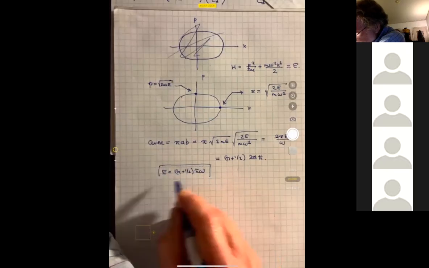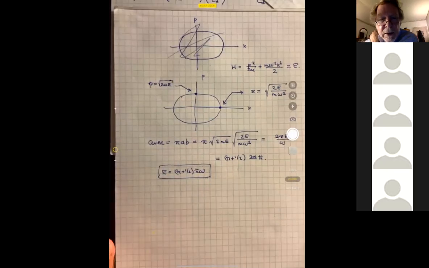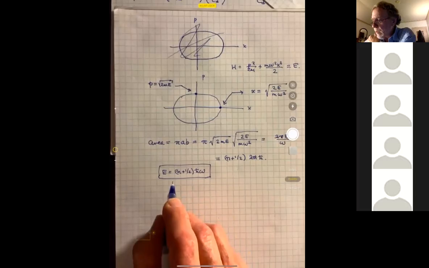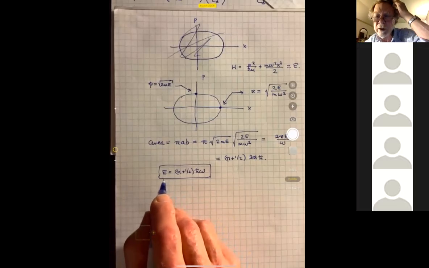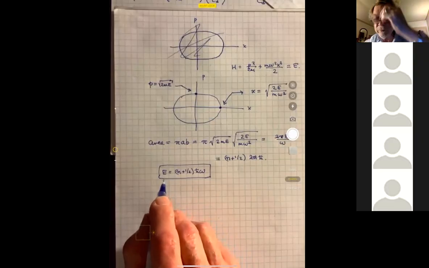And this, of course, is the exact answer for the harmonic oscillator, showing you that WKB theory for the harmonic oscillator gives you the exact answer for the energy eigenvalues. The wave functions are only approximate, but the energy eigenvalues are exact.